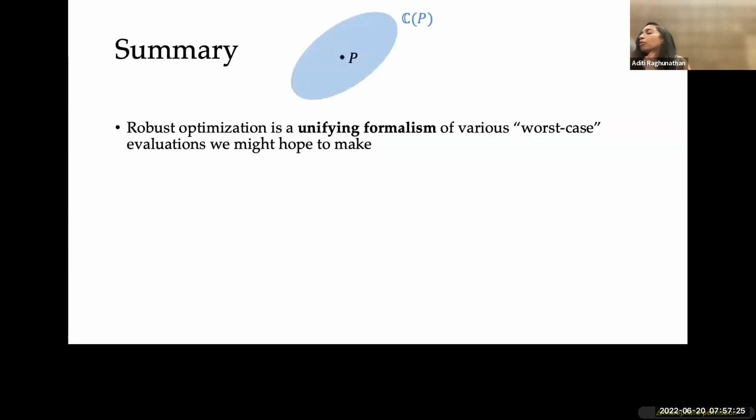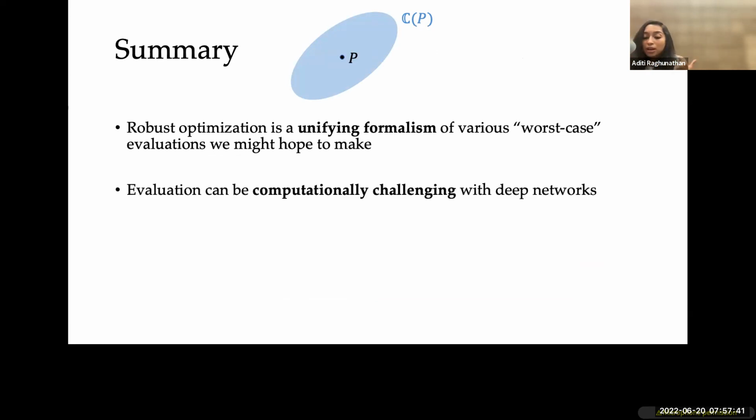So to summarize, robust optimization is this really nice unifying formalism that captures the worst case evaluations we might hope for in practice, because as we saw in many real world settings, we never know the exact distribution we care about. And so it makes sense that we want to think about the worst case. This is great, but we have challenges.